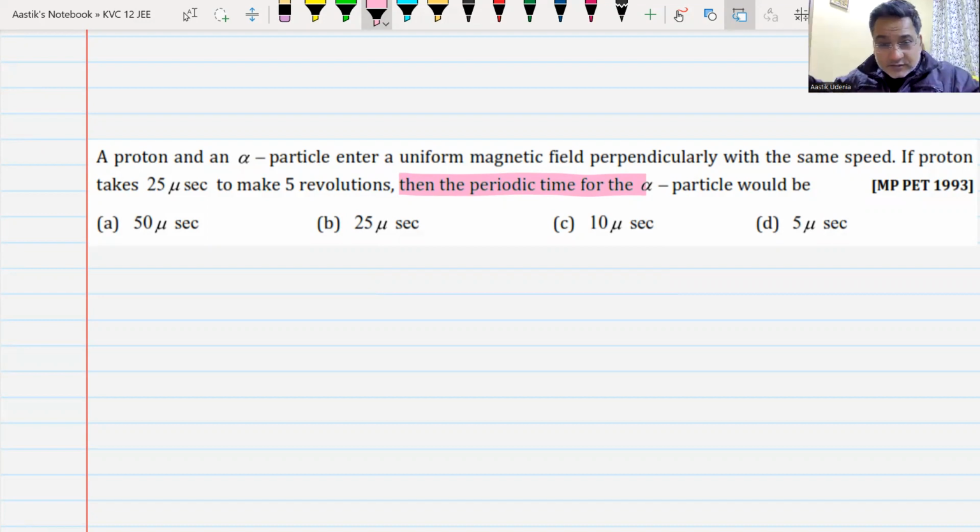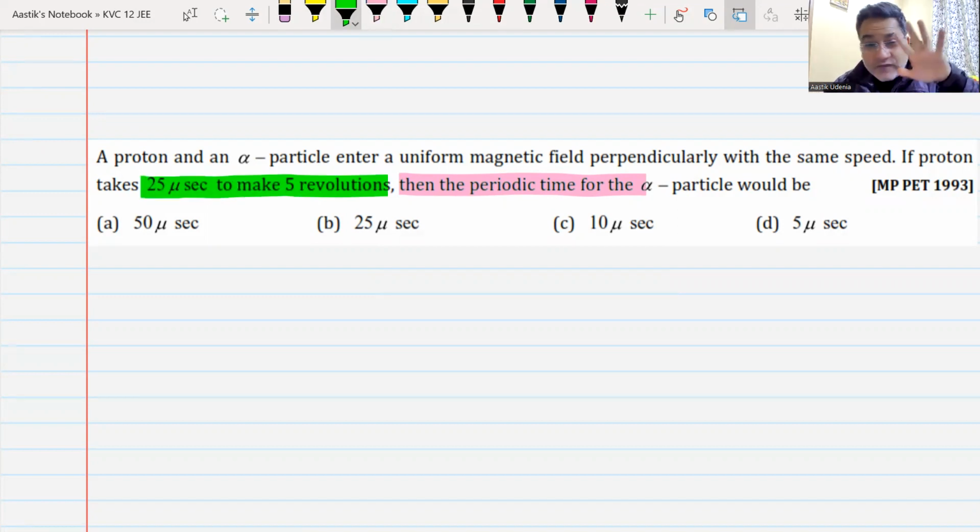So remember, always take a deep breath. Open your eyes and look at the question. 25 microseconds for 5 revolutions. So the time period of this one is 5 microseconds, my dear friend. 5 microseconds.